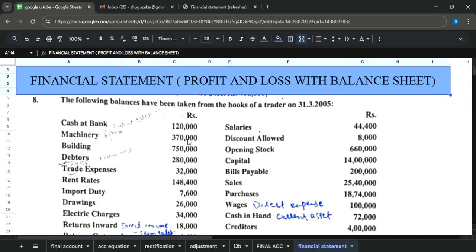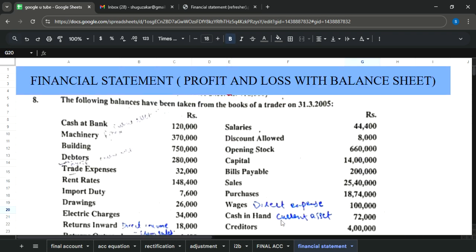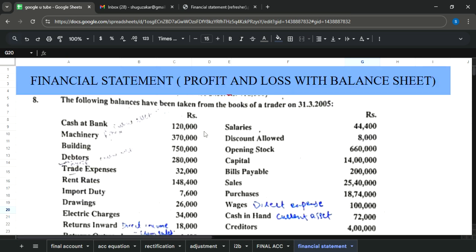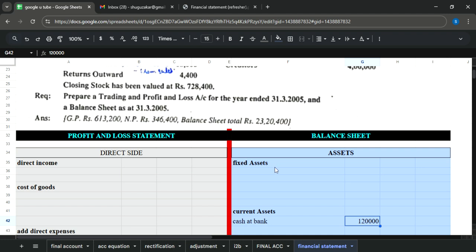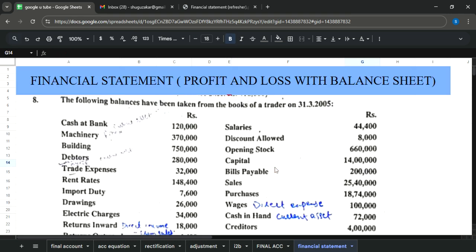Let's begin. First is cash at bank, which is your current asset. You will come to the balance sheet and here you will write cash at bank, and in first column you will write the amount which is 1,20,000. Put 1,20,000 over here. After which we have machine, which is your fixed asset. Come to the asset side and write down machine, amount of which is 3,70,000.